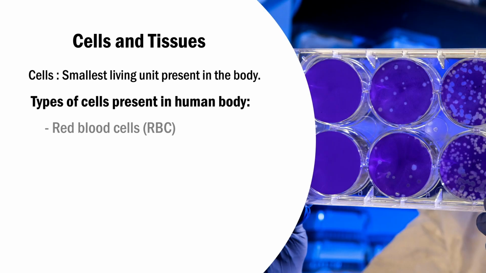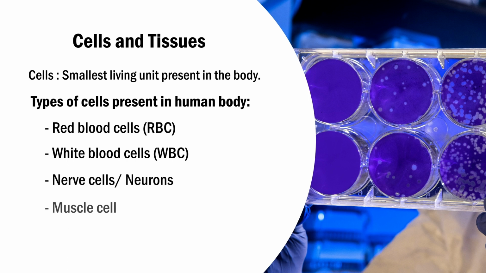Now, in this section, we will see different types of cells and their function inside our body. The main cells present in our body are red blood cells, white blood cells, nerve cells and muscle cells.